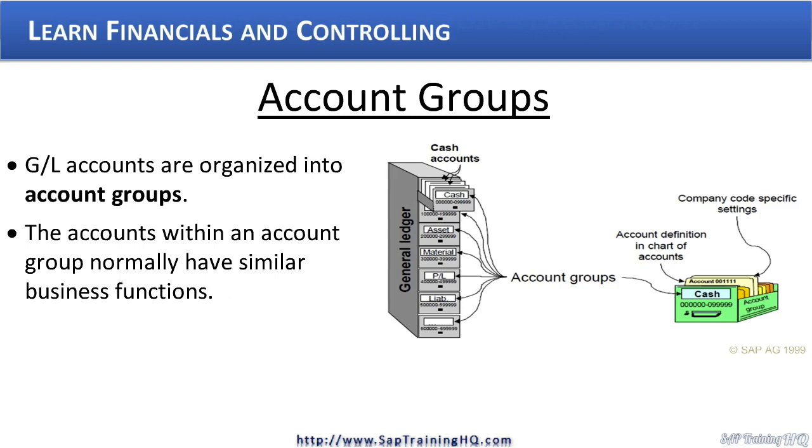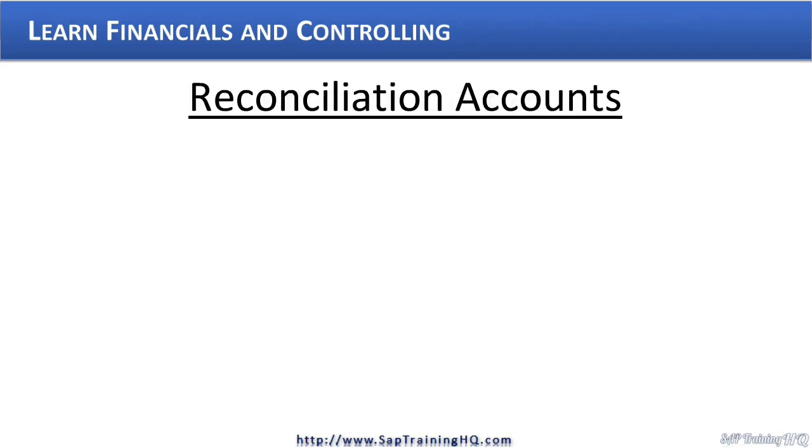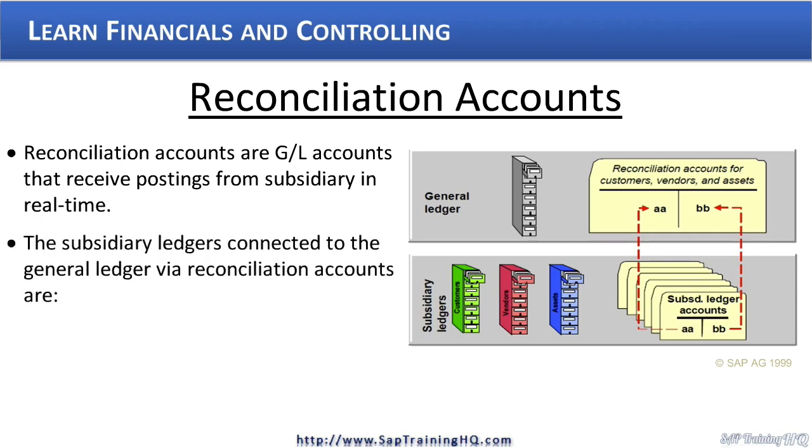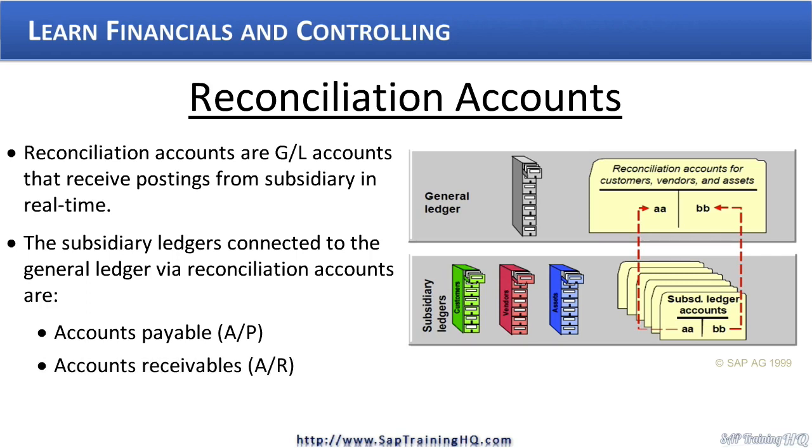For example, the reconciliation accounts. Reconciliation accounts are general ledger accounts that receive postings from subsidiary ledgers in real time. This means that a posting to a subsidiary ledger also posts to the corresponding reconciliation account in the general ledger at the same time. The subsidiary ledgers, which are connected to the general ledger via reconciliation accounts, are the accounts payable, also referred to as AP, accounts receivable, AR, and asset ledgers. Now let's move on and have a look at transaction figures.